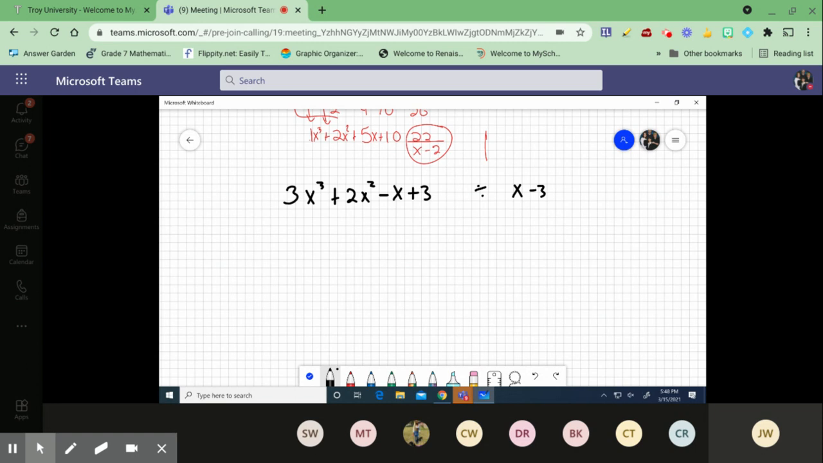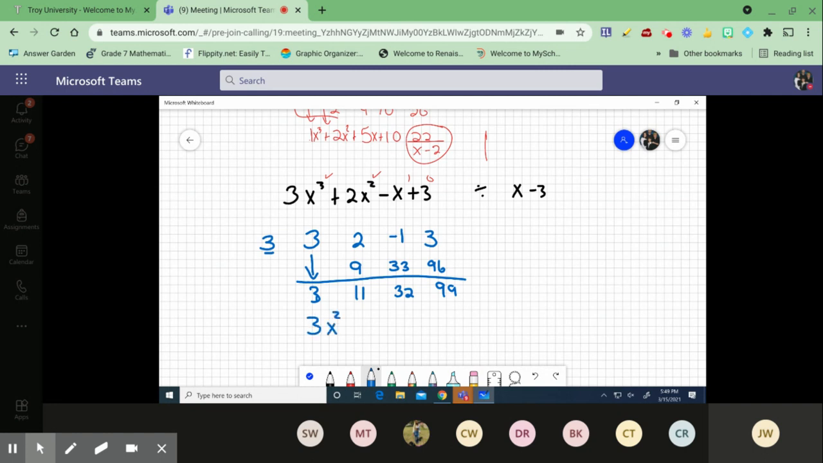No gaps. I've got the 3, 2, 1, 0, right? So I'm just going to write 3, 2, -1, and +3. And I'm going to divide this by a +3 since that's x minus 3. Bringing down my 3. 3 times 3 gives me 9, 11, 33, 32, and 96, 99. So I have a remainder this time.